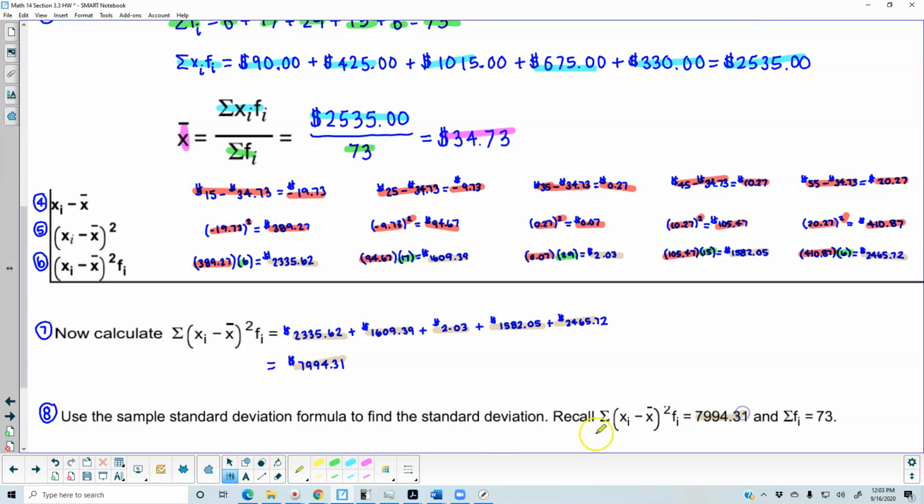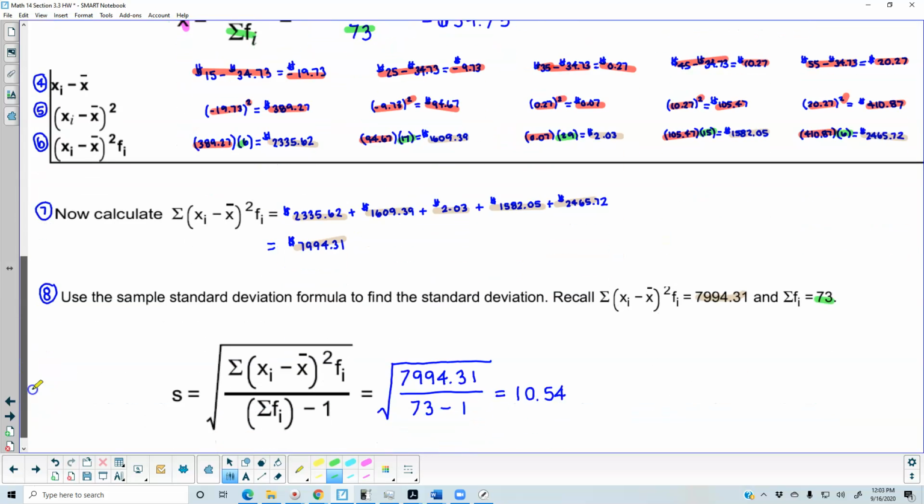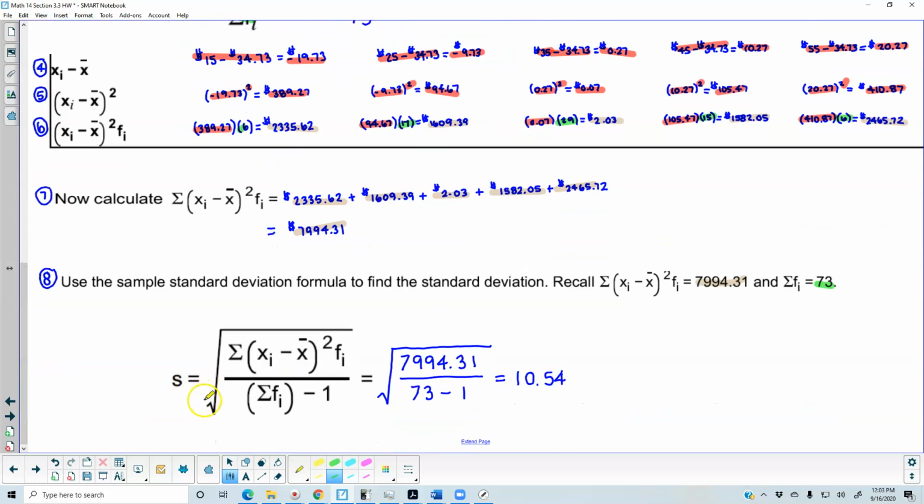Now we're going to take that sum, and we also need the total frequency, and we're going to use the sample standard deviation formula. The sample standard deviation is the square root of the total we just found divided by the frequency minus 1. So you can see here we have the total that we just found, $7,994.31, and we're dividing that by the sum of the frequency minus 1, and then taking the square root of that number.